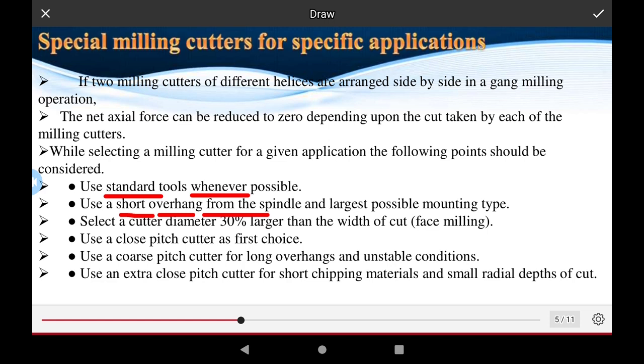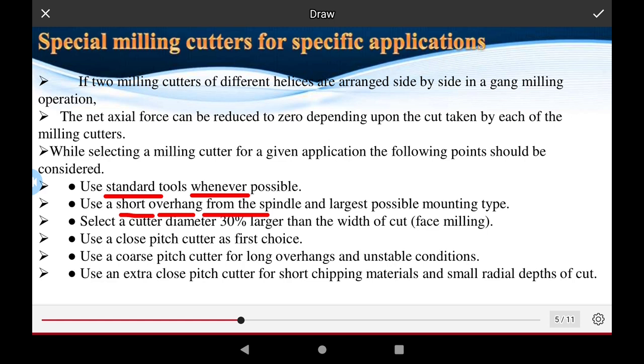Okay, some of the tools are also used for short overhanging. The tool is used in applications, and a small shank is used for the given applications.